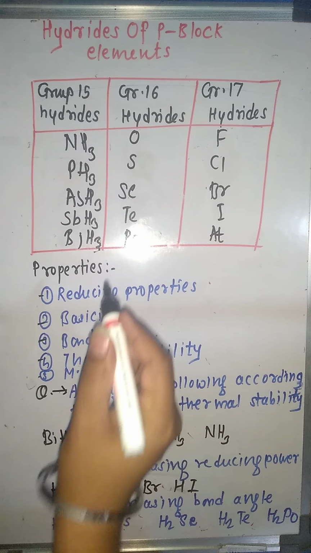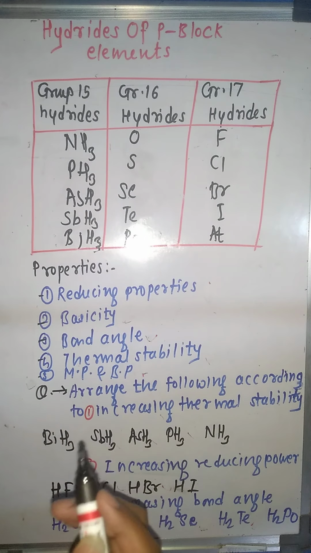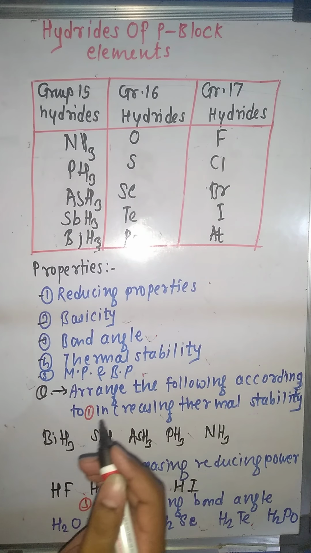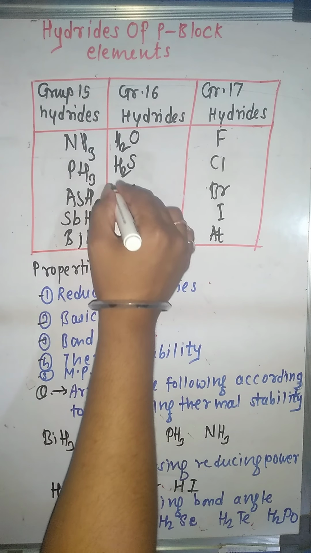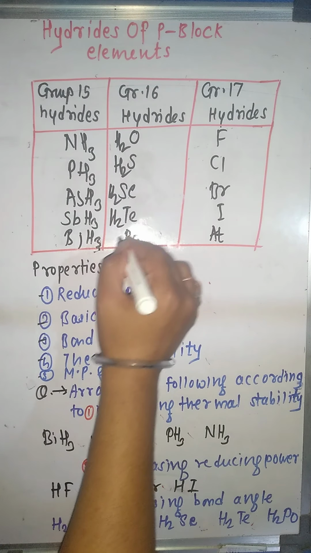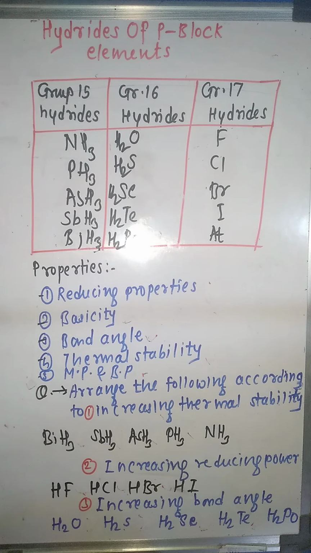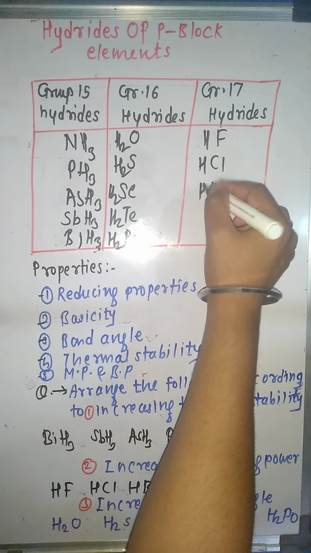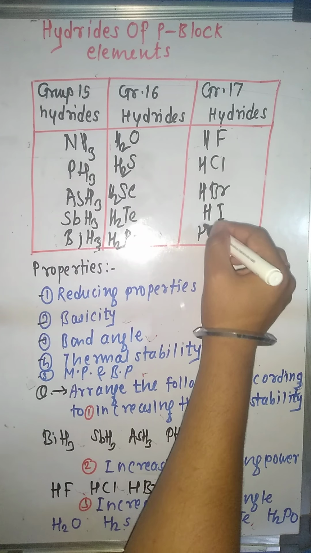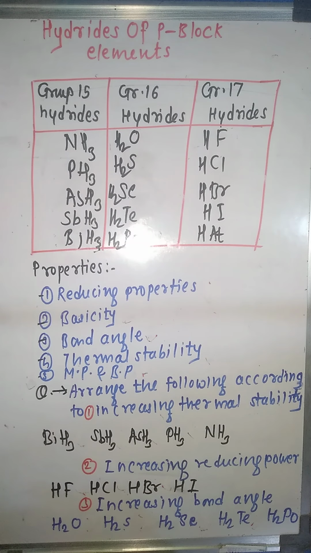In case of group 16 elements, since their valency is 2, 2 hydrogens will be there in their hydrides. So the formula will become H2O, H2S, H2Se, H2Te and H2Po. In the same way, elements of group 17 have valency equal to 1. That's why they will have 1 hydrogen in their hydrides. So the formula will become HF, then HCl, then HBr, then HI and then HAt.